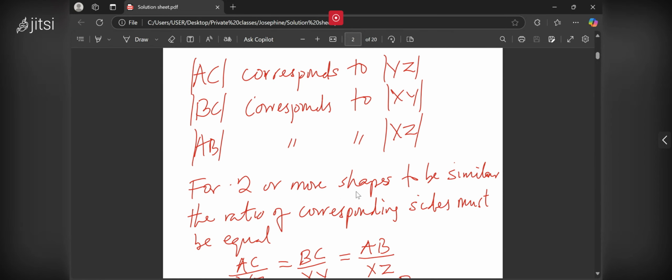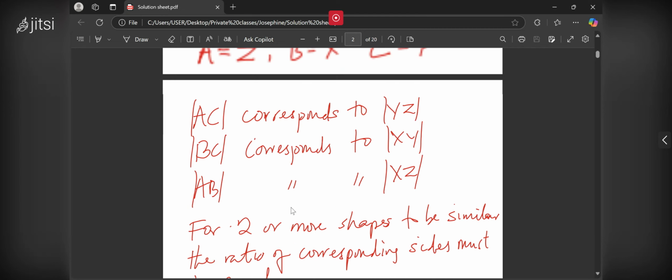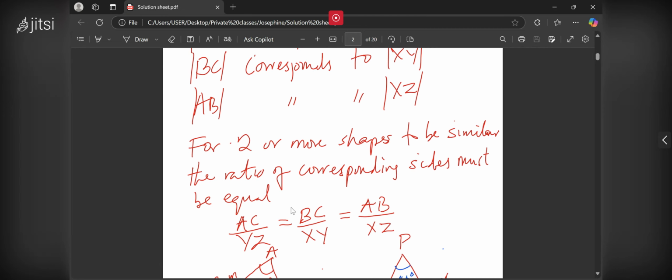So that is what we have here. We now said that for two or more shapes to be similar, the ratio of their corresponding sides must be equal. That is AC over YZ, BC over XY, and AB over XZ are equal. When we talk about ratio, we're talking about their fractions. So this is what we're going to use to solve problems on similar shapes.